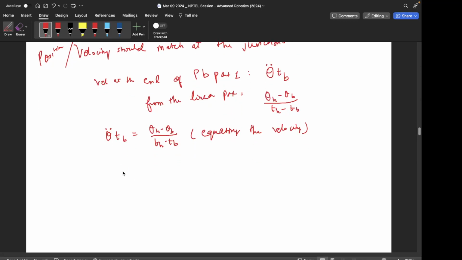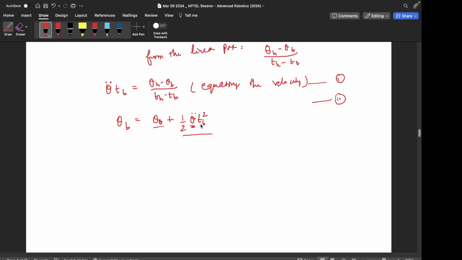And the second thing that we know is theta tb, using the simple equations of motion that we have studied at school level, that is half a t square, right? So theta tb is the joint angle at the end of the parabolic part, and since we have assumed constant acceleration, it will be initial position plus half a t square, so half theta double dot tb square, right? So this is equation 1 and this is equation 2, right?